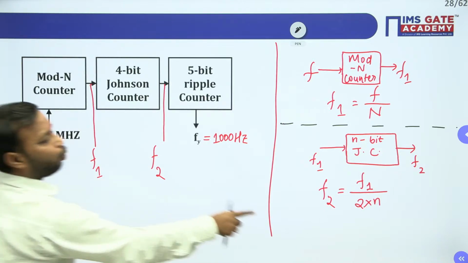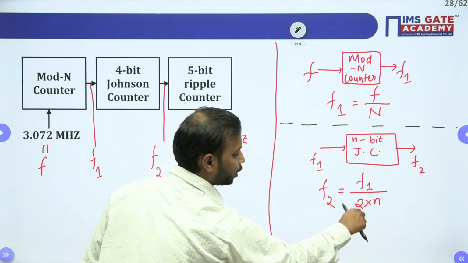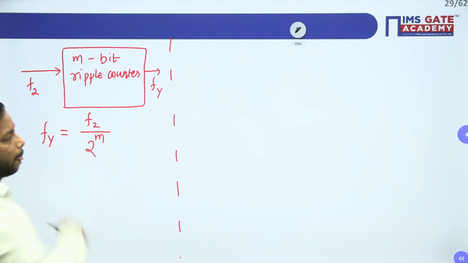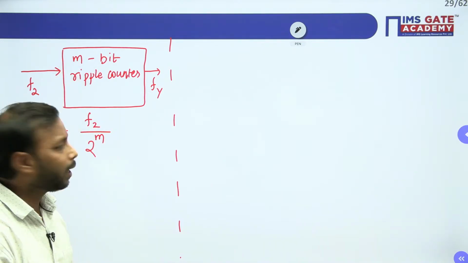Earlier we have 2 into n. This is not in the power. This is 2 into n. And right now we have 2 to the power m. Clear everybody? Any doubt in this?